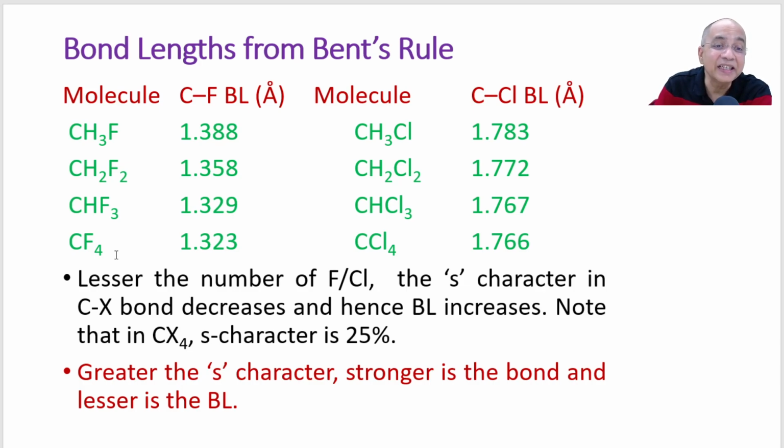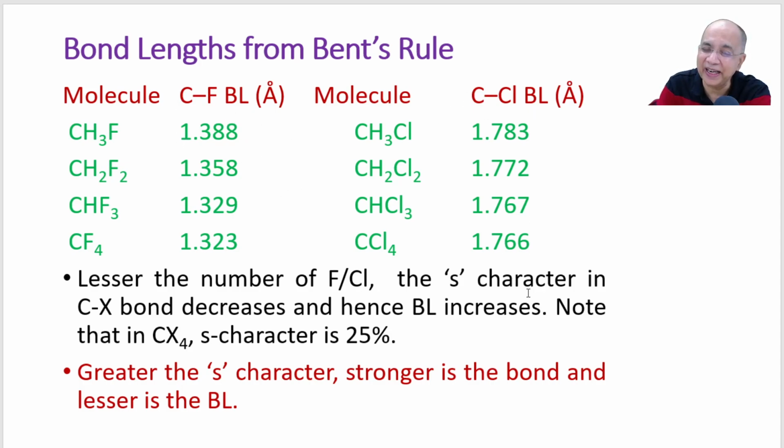bond length increases. And if there are two hydrogen atoms, S character is eaten away, hijacked more to the two CH bonds, and with less S character, more P character will be found in the CF bonds, so that bond length becomes still more. And finally, most of the S character is taken away by the three CH bonds, and the CF bond has the maximum P character, so the bond length is maximum.